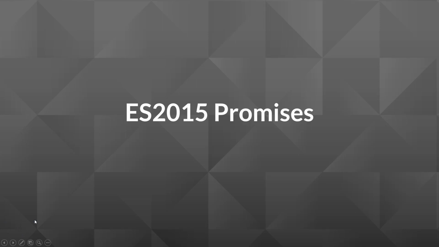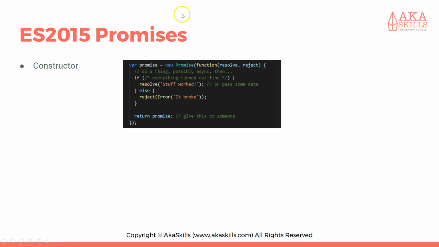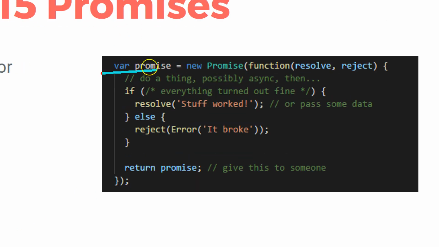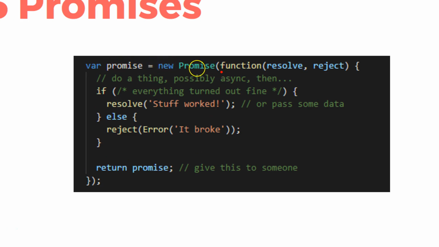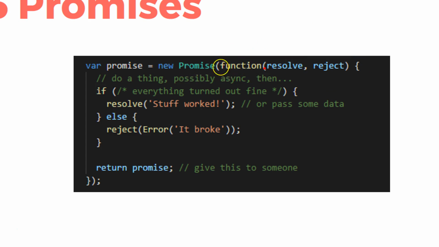What are the ECMAScript 2015 promises? Well, we have a constructor and we're saying var promise equals new Promise. That new Promise is receiving a function with resolve and reject. So these are the two callbacks. If you have success, you're going to call resolve, which will call the .then with the success callback. If you execute reject, then we'll call .then with the error callback.